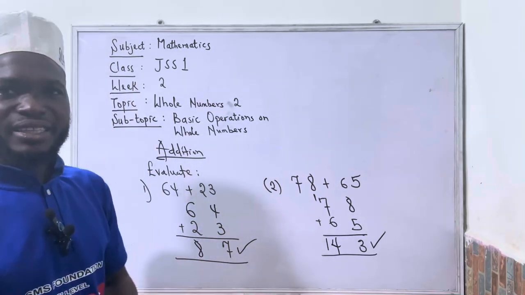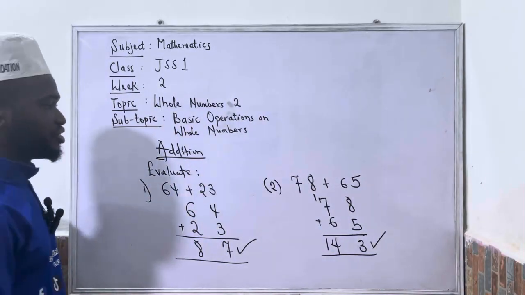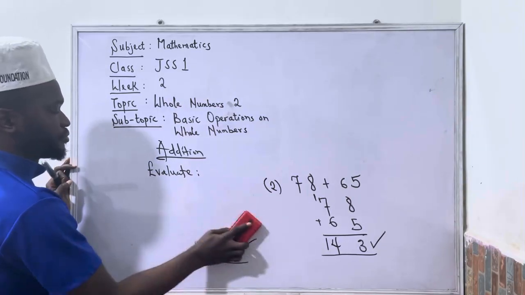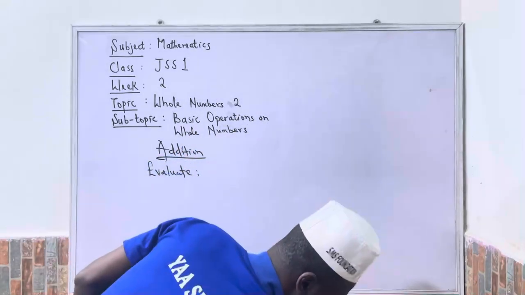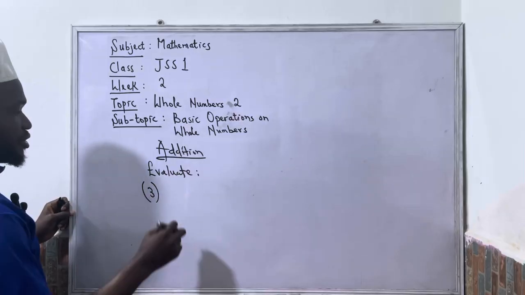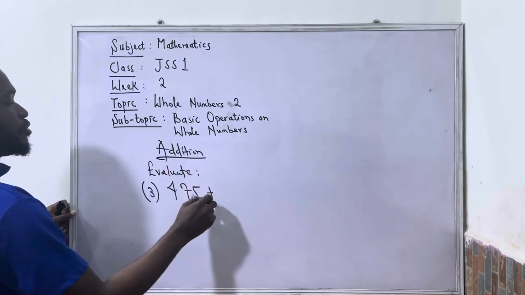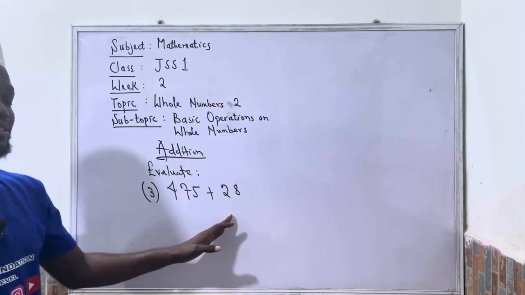So at this level, you can even be given 3 digits against 2 digits. So let's rub this out. You can be given 3 digits against 2 digits. This is question 3, example 3. So let's have 475 plus 28. Now, this is tricky.